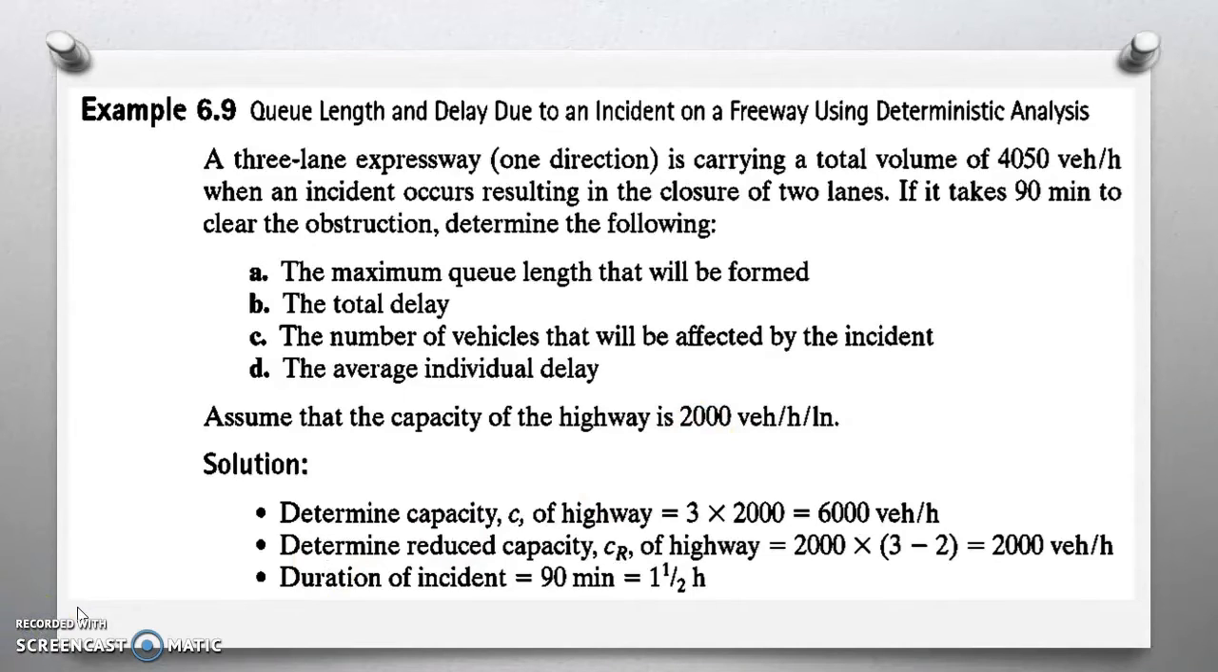Solution. First, let's determine the capacity of the highway. Let's multiply the 3, being a 3-lane expressway, by the capacity of the highway. Therefore, the capacity of the highway is 6,000 vehicles per hour. Next is to determine the reduced capacity of the highway. 2,000, the capacity of the highway, multiplied by 3 minus 2, since an incident occurs resulting in the closure of 2 lanes. Therefore, the reduced capacity is 2,000 vehicles per hour. Next is the duration of the incident, which is 90 minutes or 1.5 hours.